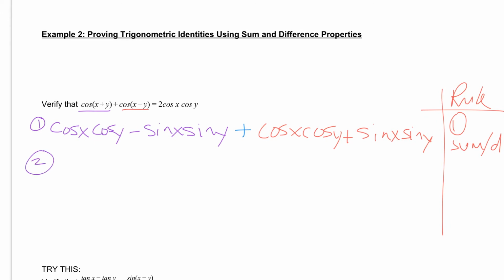And what I'm looking at here is I can simplify. So I have a cosine x cosine y and a cosine x cosine y here that I'm going to add together. So I have 2 cosine x cosine y, and then I have a negative sine x sine y and a positive sine x sine y, which will cancel out, leaving me with 2 cosine x cosine y, which is what I had to begin with. So step number 2 was just algebra, and I'm done.